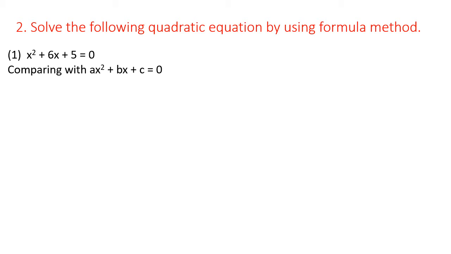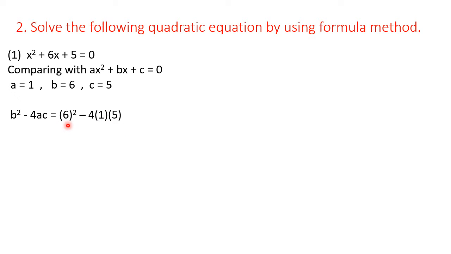So the first step, as always, is comparing with ax square plus bx plus c, and then we get the value of a, which is 1, b, which is 6, and c, which is 5. Okay, after doing this, we are going to find out the value of b square minus 4ac. So as you can see here, we substitute the value of b. So b is 6 here, so we substitute 6. It is b square, so 6 square minus 4a. So a is 1 and c is 5.